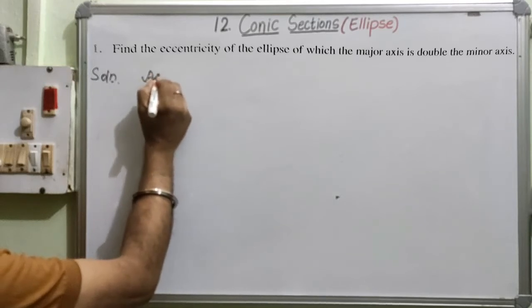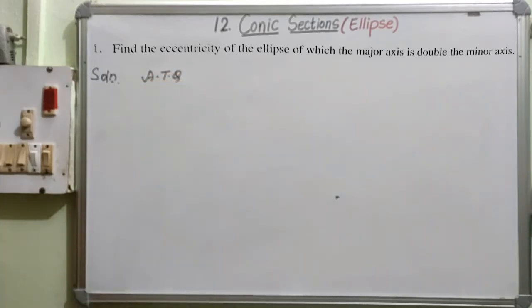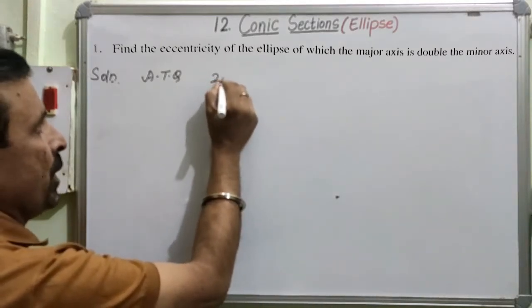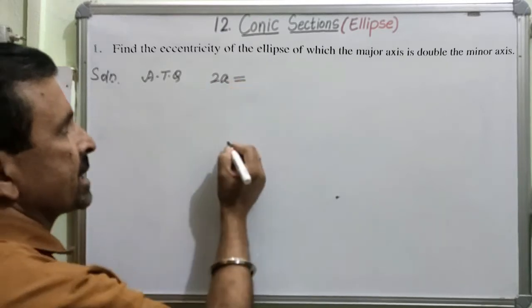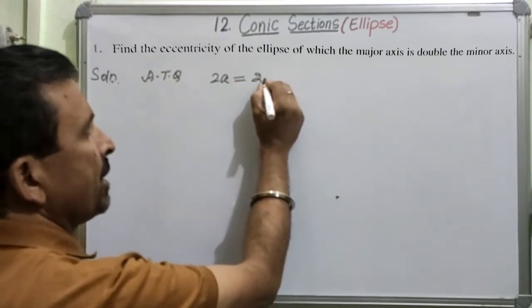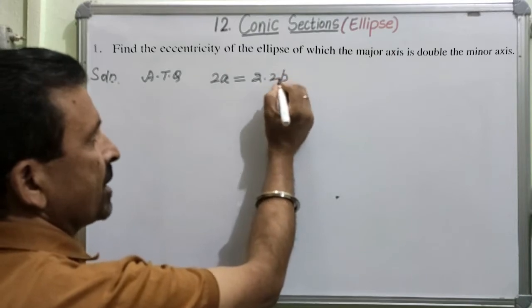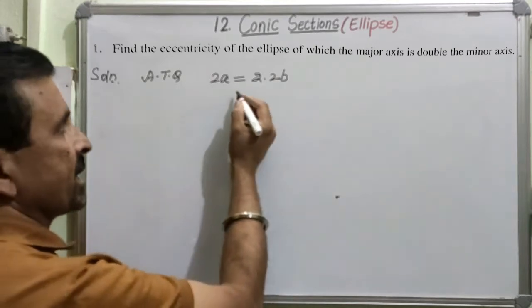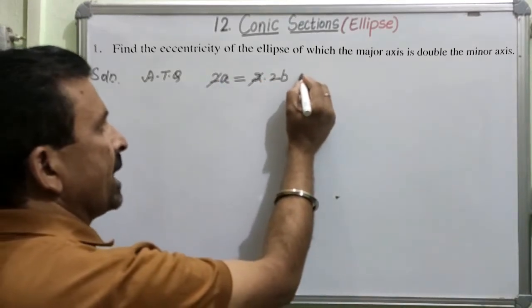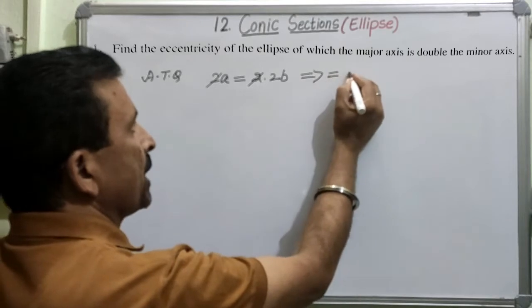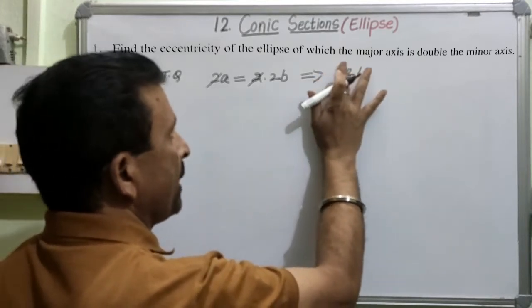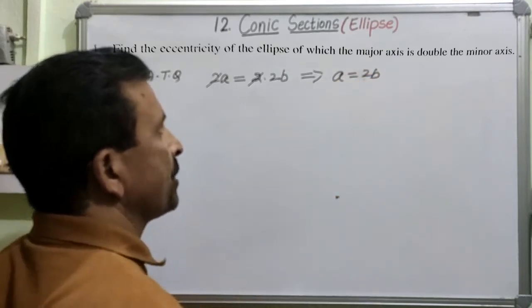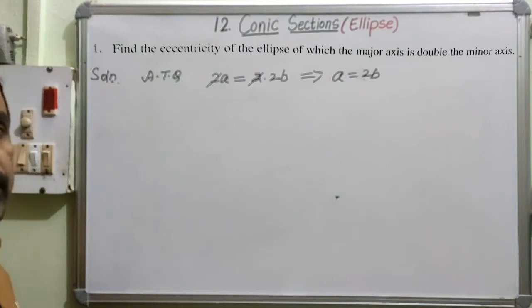According to the question, the major axis is double the minor axis. We know that the major axis is 2a, and the question says this is 2 times the minor axis, and the minor axis we can denote by 2b. This is the information according to the question. Now let us simplify. These two will cancel these two, and then we are left with a = 2b.